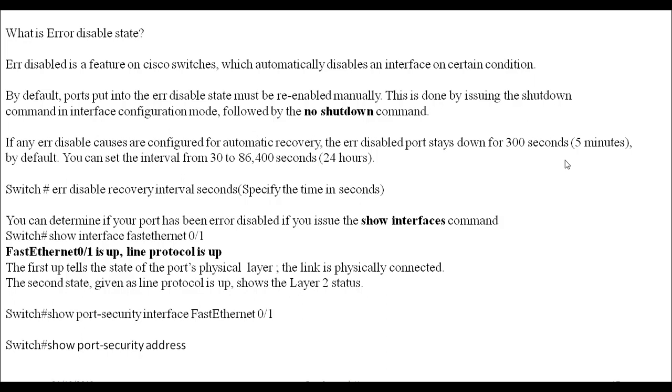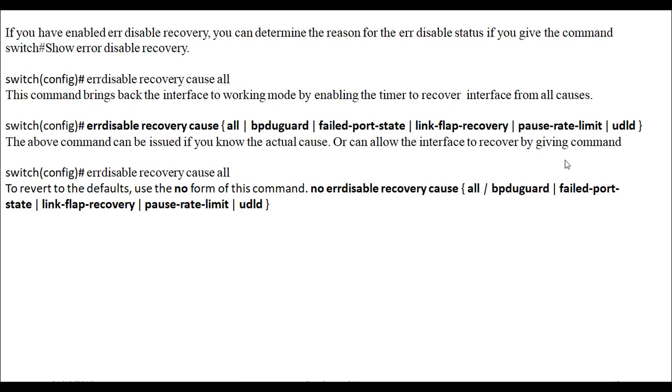Some of the commands you can practice in the lab: show port security interface fast ethernet 0/1, show port security address. If you have enabled error disable recovery, you can determine the reason for the error disable status if you give the command show error disable recovery.